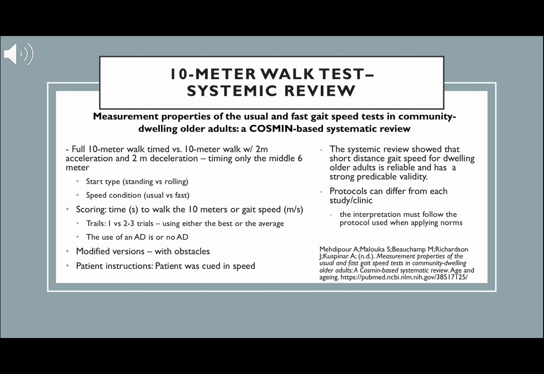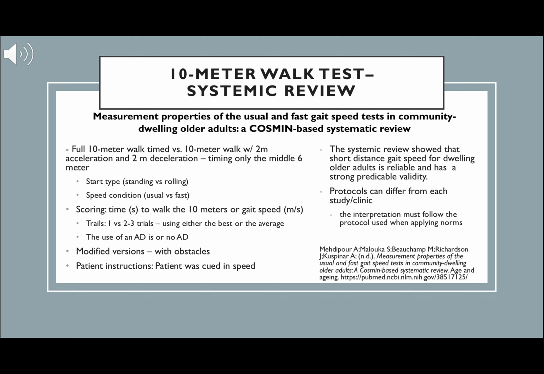The 10-meter walk test can be performed by timing the full 10 meters or only the middle 6 meters using 2 meters acceleration and deceleration zones, with the full 10 meters typically producing slower speeds due to inclusion of start and stop phases. It may use a standing start or rolling start, with rolling starts minimizing acceleration and resulting in slightly faster speeds. Patients are instructed to walk at either a usual or fast pace, which are distinct conditions with different normative values and clinical interpretations.